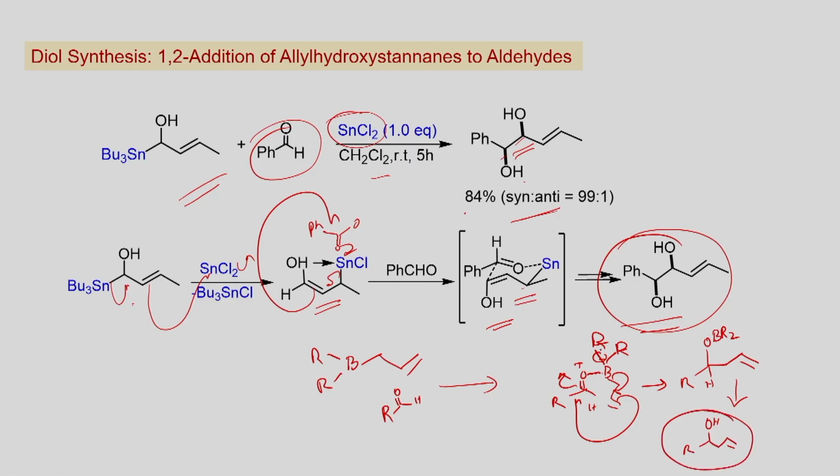Suppose you use the optically active borane reagent, you will be able to get the optically active alcohol as a product. Similarly, here also you can use a chiral ligand, and you will be able to get this diol in optically pure form. This reaction has been well explored. You can try to check the recent literature, and this can be prepared in optically pure form using BINOL based ligands.